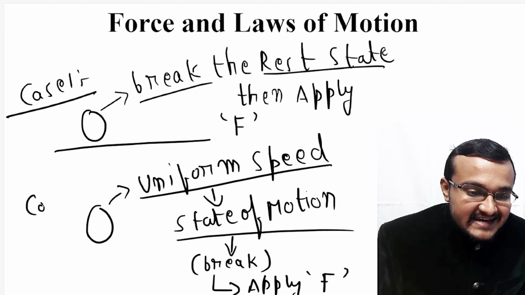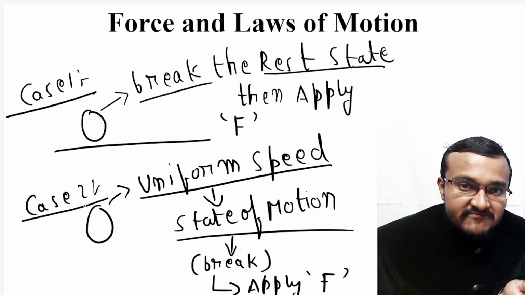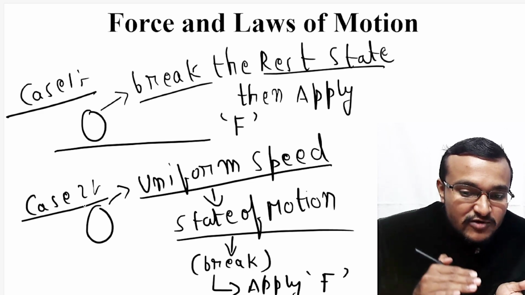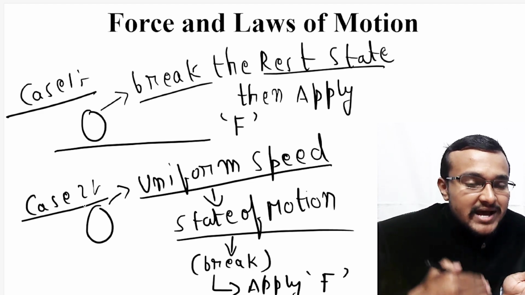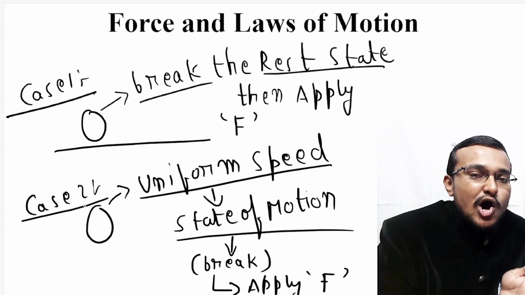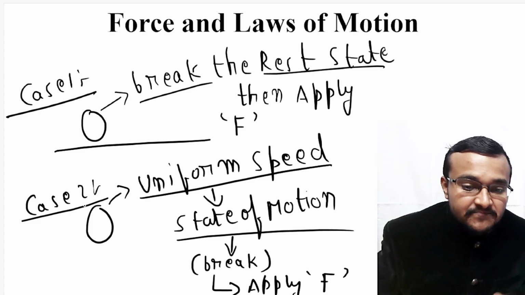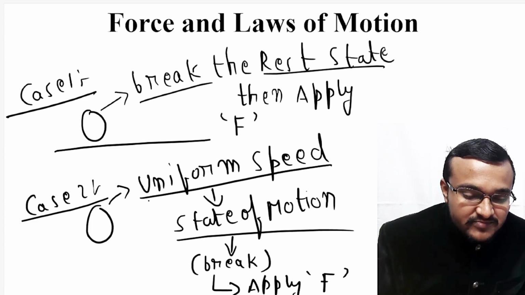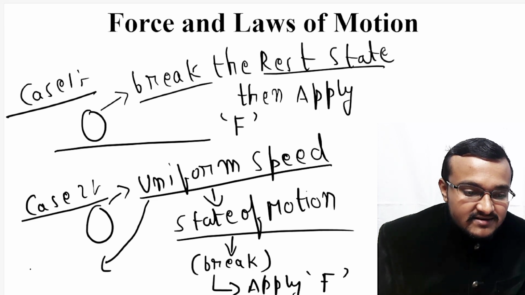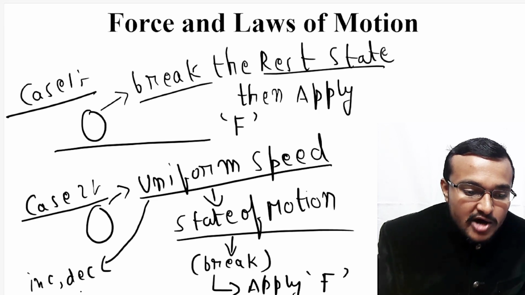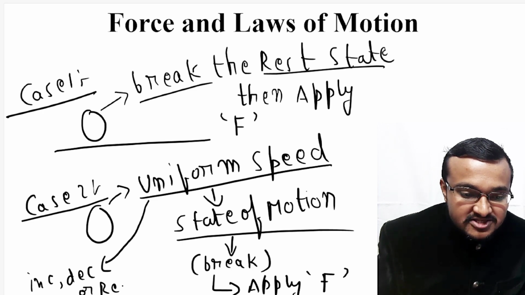So now in case 2, this particular object is already in a state of motion with constant, uniform speed. In order to change that state of motion, you should either accelerate this object or bring it to rest. That means this uniform speed should be either increased or decreased, or it should be brought to rest.